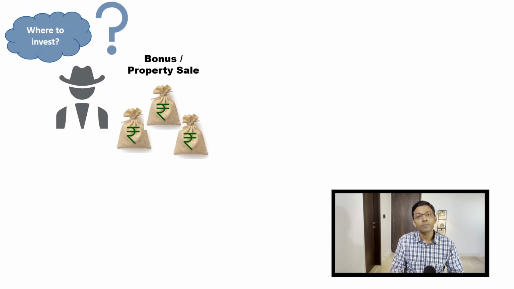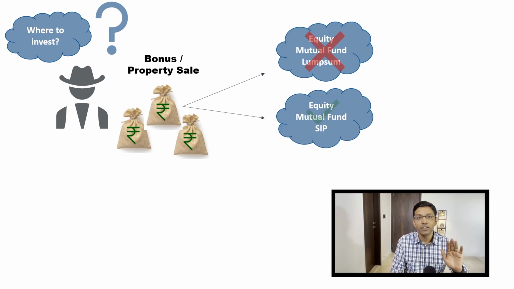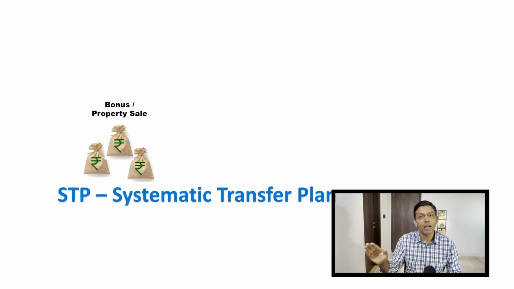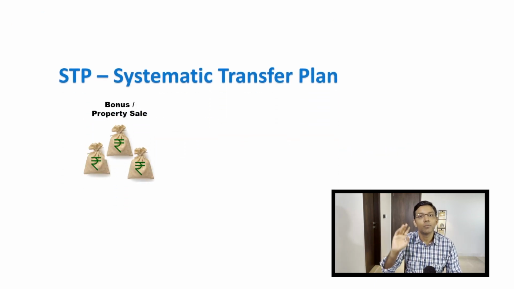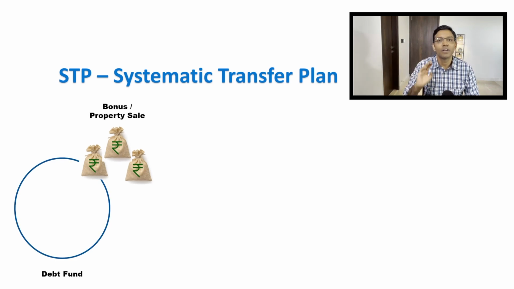In such cases, a more efficient way is a systematic transfer plan, where you take HDFC short duration fund, which is a very good debt fund, very close to FD in terms of return and risk. You invest your 12 lakhs or 10 lakhs, whatever you have got, into a short duration fund. And from there, you give a transfer plan into investing into the equity mutual fund scheme. Let's say it is HDFC small cap or HDFC top 100 or whatever fund you're choosing.